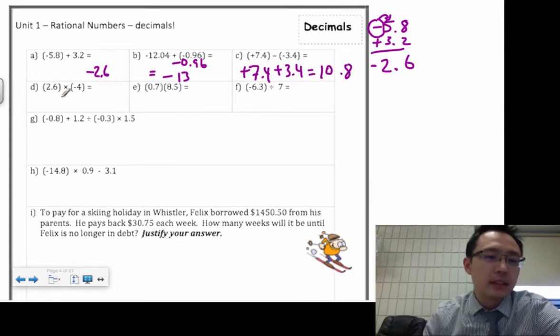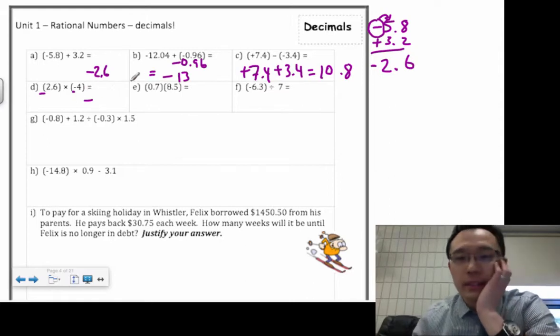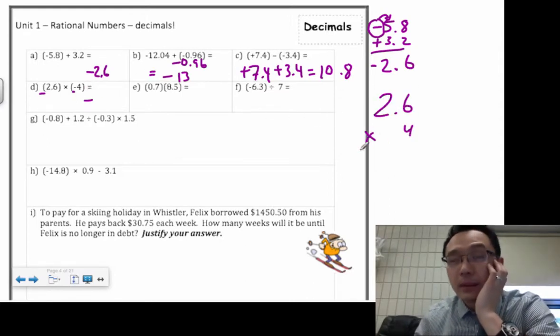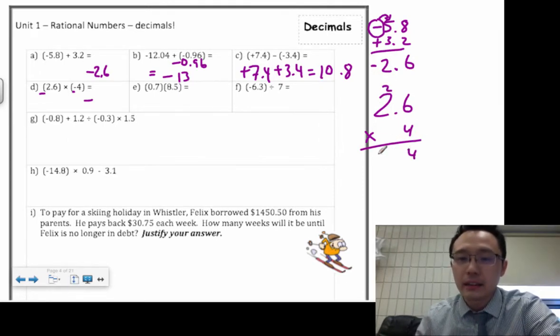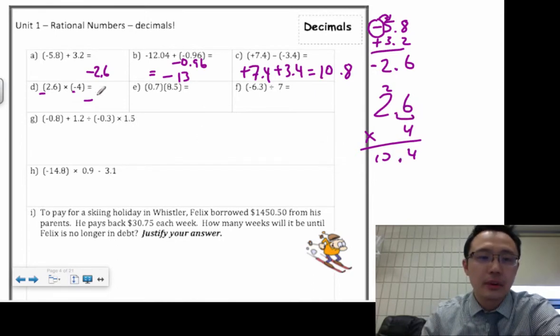So I need to multiply this. Negative times a positive is a negative. I know my answer is going to be negative. 4 times 2.6. So do this again. 2.6 times 4. 4 times 6 is 24. 2 times 4 is 8, 9, 10, 10. I have one decimal place, so I have one decimal. So the answer is negative 10.4.